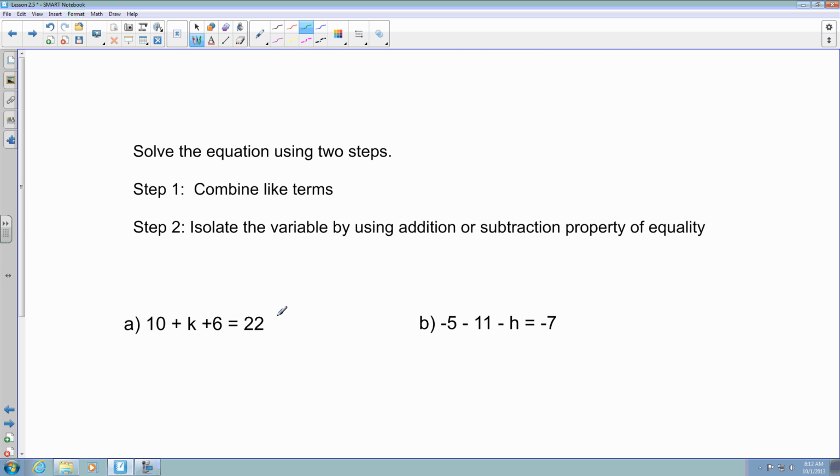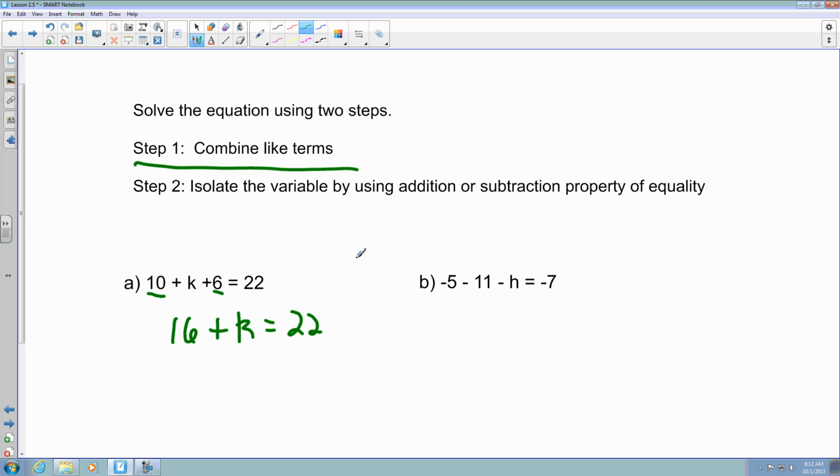Last thing we're going to talk about is solving an equation using a couple of steps. First step is we have to combine our like terms. If we look at A, all we're going to concentrate on is the left-hand side of the equal sign. I have 10 and I have 6 that can be combined. So 10 plus 6 gives me 16 plus k equals 22.